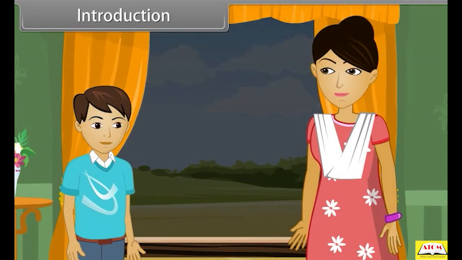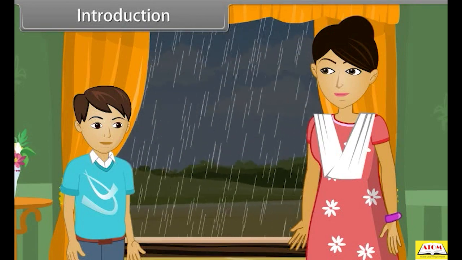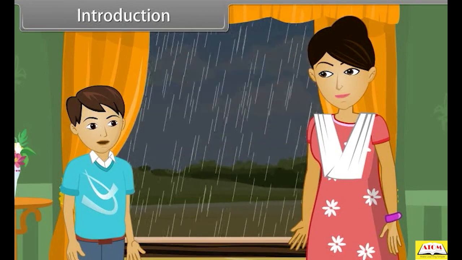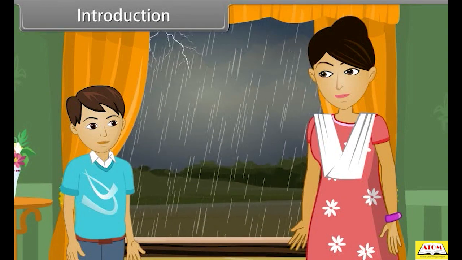Sumit and his mother are standing at the window and watching outside. The weather is looking good and there is a probability of the first rain of the season. Suddenly, rain starts. Sumit requests his mother to let him go outside and enjoy the rain, but his mother doesn't allow him to go outside in the rain.